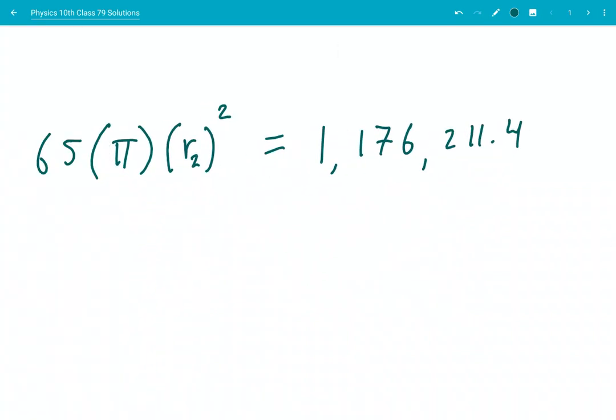So now we're going to solve for R2. Divide both sides by, if you want, you can multiply these and then divide both sides by that product. Or what I typically do is divide by 65 and then pi and then square root, but I'm going to multiply 65 and pi, because it's easier to explain.